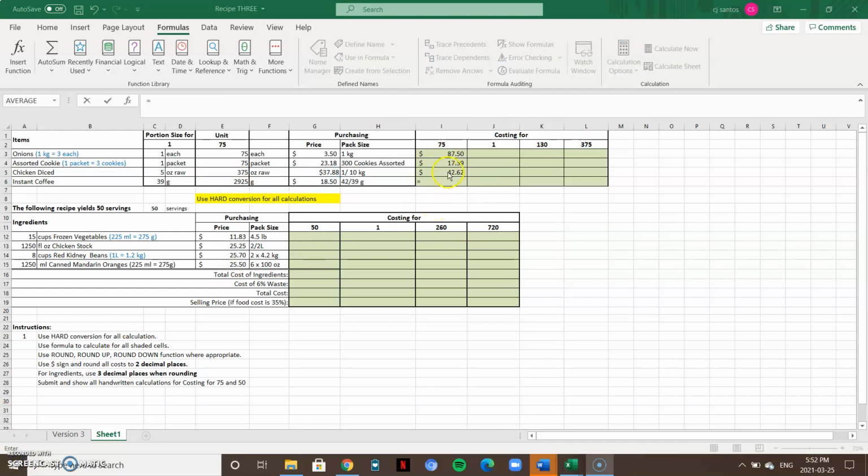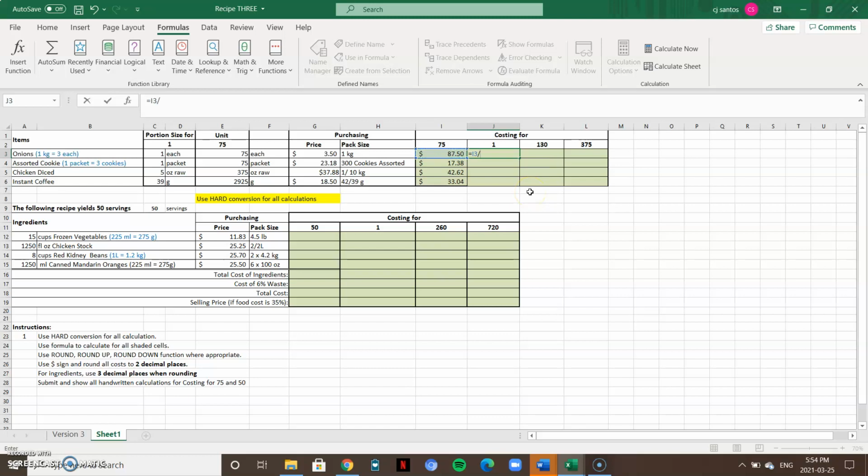For the instant coffee, we would just open bracket and take $18.50, and you would just multiply 42 times 39 grams, so that would equal 1,638 grams, close bracket, then simply multiply by 2,925 grams, and that would equal $33.04.